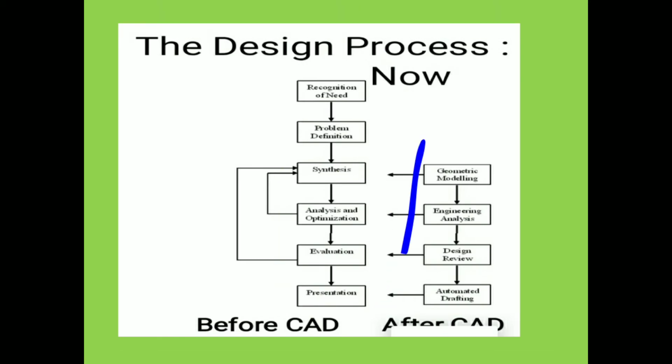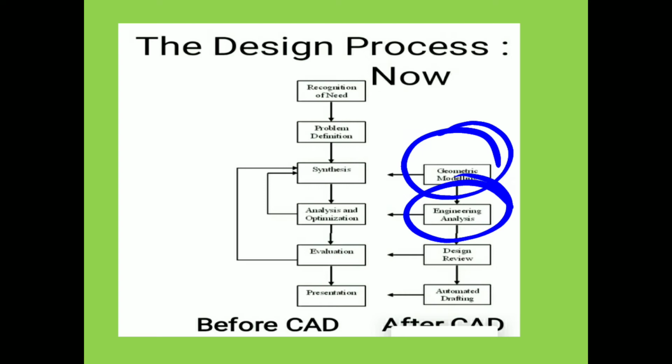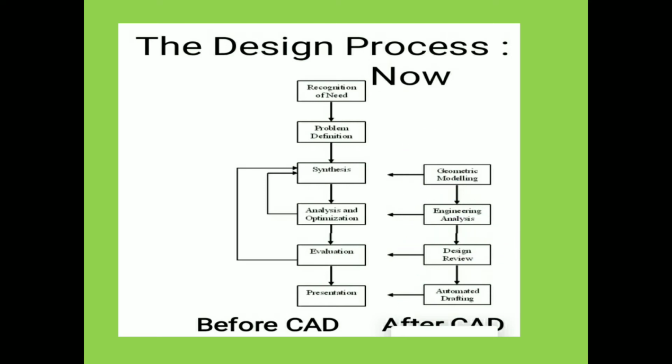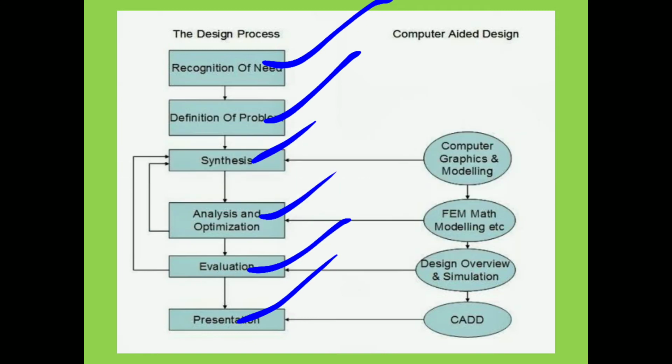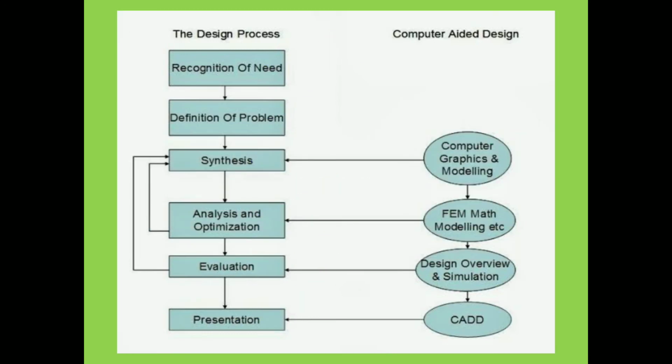By using CAD, we add some operations, like in the synthesis we add geometrical modeling, engineering analysis, design review and automated drafting. This flowchart we call CAD stages. Initially, in the recognition of need, that means in the first stage, we identify some defects in the current design to produce a new product. That is the first stage, recognition of need.